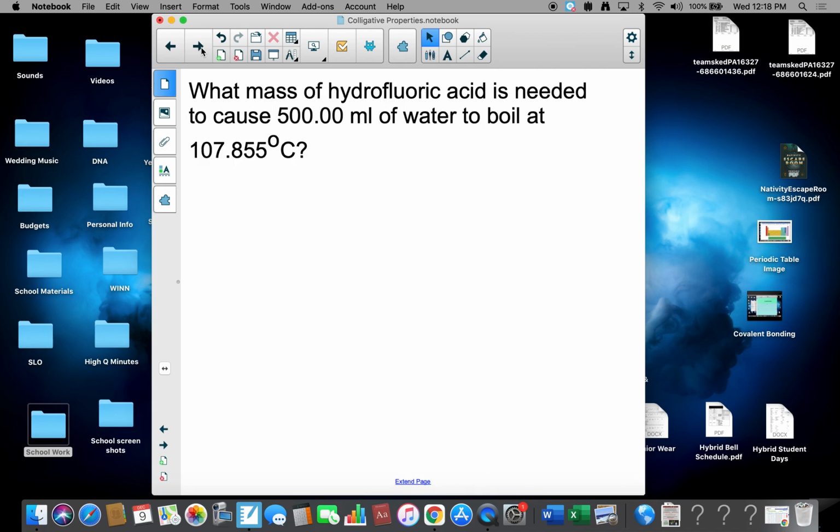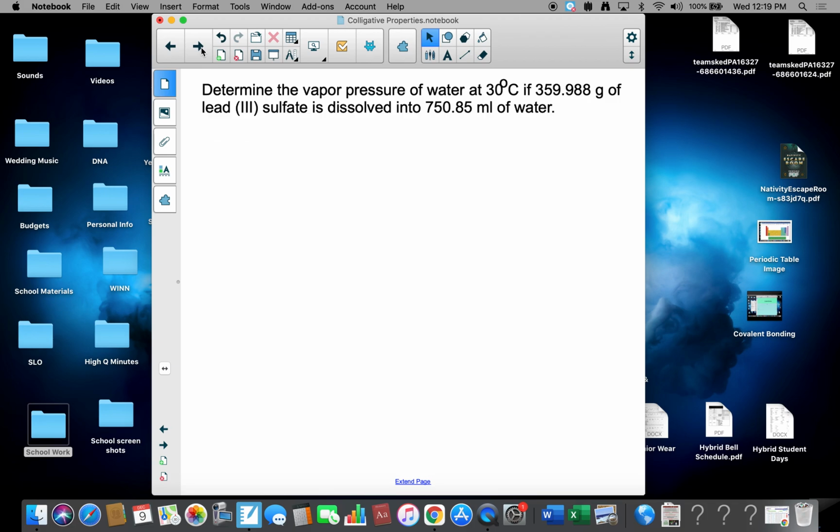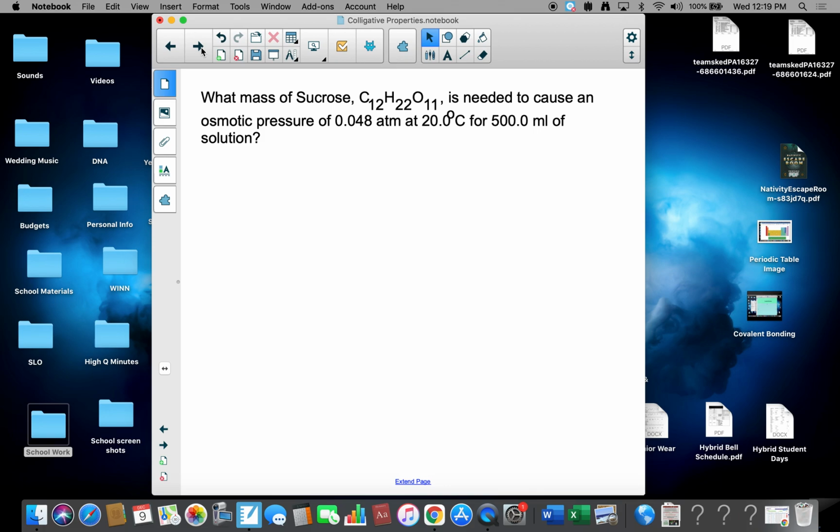Okay, here's a problem we're looking at for boiling. We'll do this one in class. Here's one using Raoult's law for vapor pressure, and here's one for osmotic pressure. We'll do this as well. Any questions, let me know.